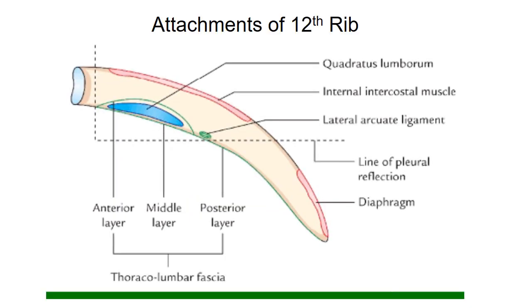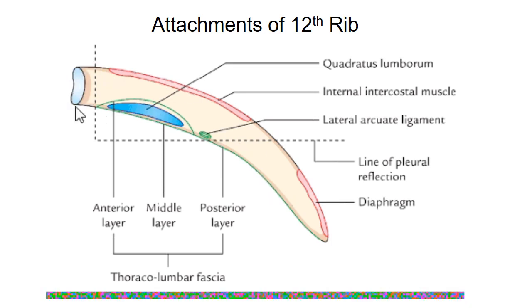This is an image of 12th rib of the left side. This image is showing the inner surface of the 12th rib, attachments on the inner surface of the 12th rib. This is posterior end of the rib, this is shaft, and this is anterior end. As I told you in my previous lecture, that 12th rib only consists of a head and an anterior end. It does not have any neck and tubercle. This is the shaft of the rib.